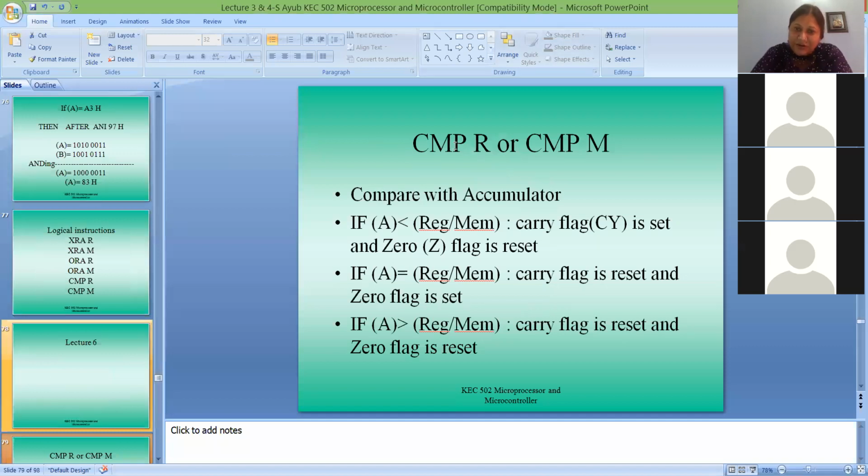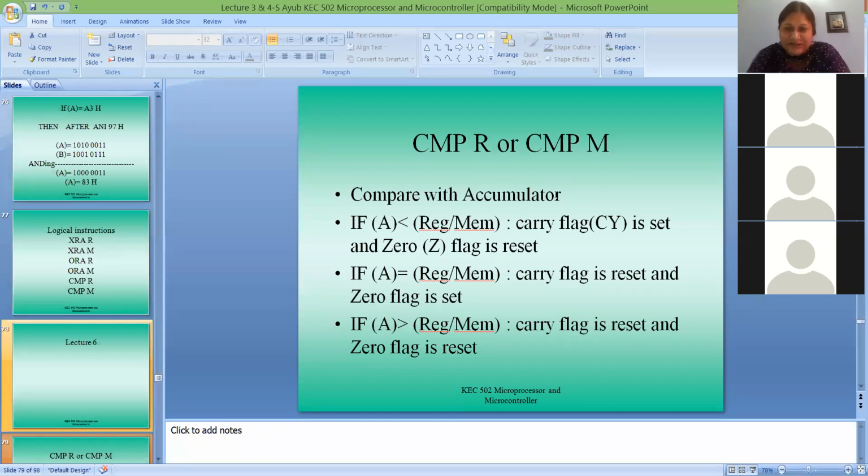So we haven't seen complement. This CMP stands for complement. If it is R, then R can be accumulator, B, C, D, E, H, L. If you write CMP M, that means memory contents will be... complementing means, CMP is not complementing, CMP is comparing. So comparing means compare with accumulator. With what will the data be compared? The data will be compared with accumulator contents.